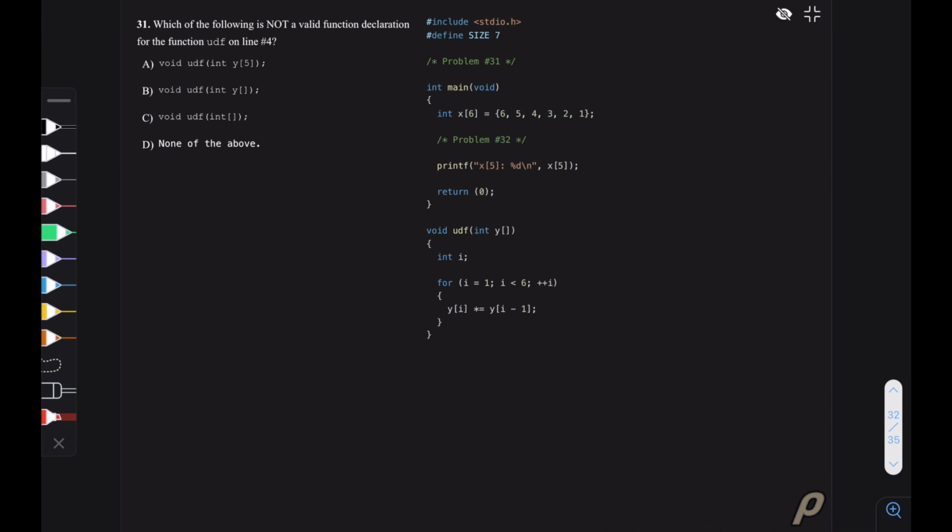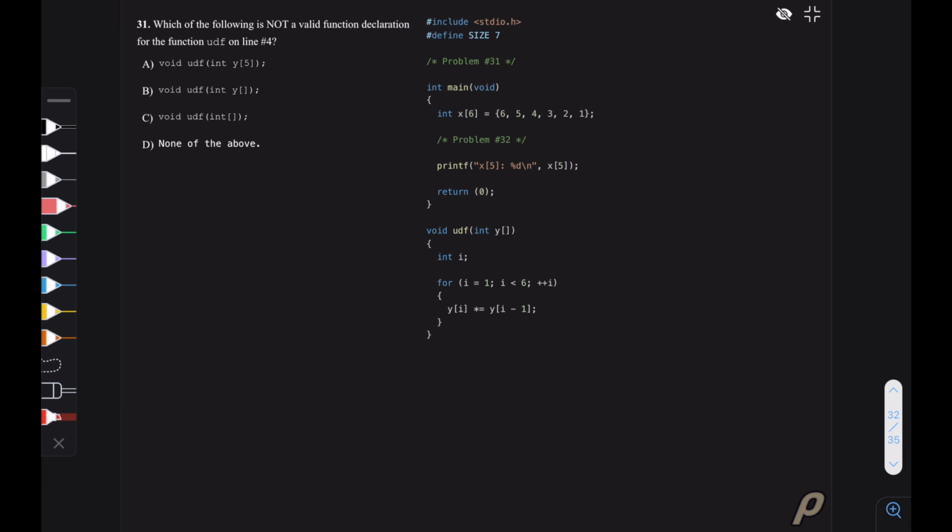All right, question number 31, which of the following is not a valid function declaration for the function UDF on line number 4? Okay, void UDF int y is 5. So this one, we'll get back to that one first. Let's look at C first.